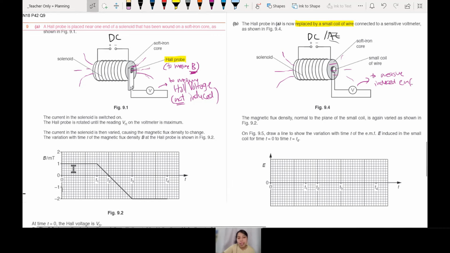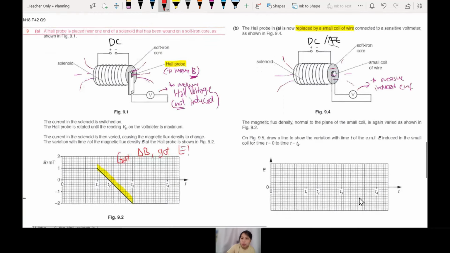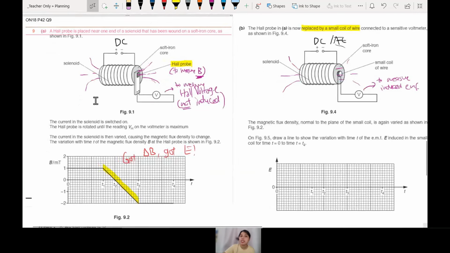So from here, you have a changing field, this part. Highlight here. This section, there is a change in field. So when you got change in the flux, then you got some induced EMF in this section. And then you have to draw it out. There are quite a few questions like this where they have a Hall probe, then they take it out and replace with a coil, and then it suddenly changes from magnetic field experiment to induced EMF experiment. So make sure you know how to do that in some of those.